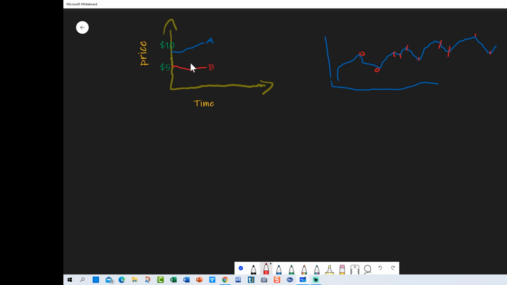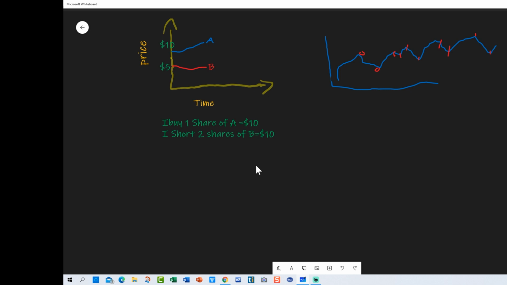I'm going to decide I want to hedge. And this is usually kind of a hedge fund strategy. So how do I protect myself? How do I hedge? I decide to buy one share of A, which is valued at $10, and I'm going long on A because I believe it's going to go higher. And I short two shares of B because I believe B is overvalued and it's going to drop.